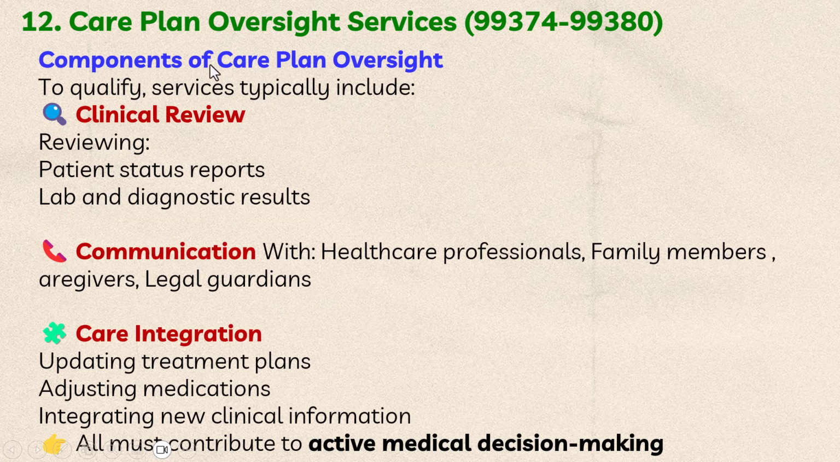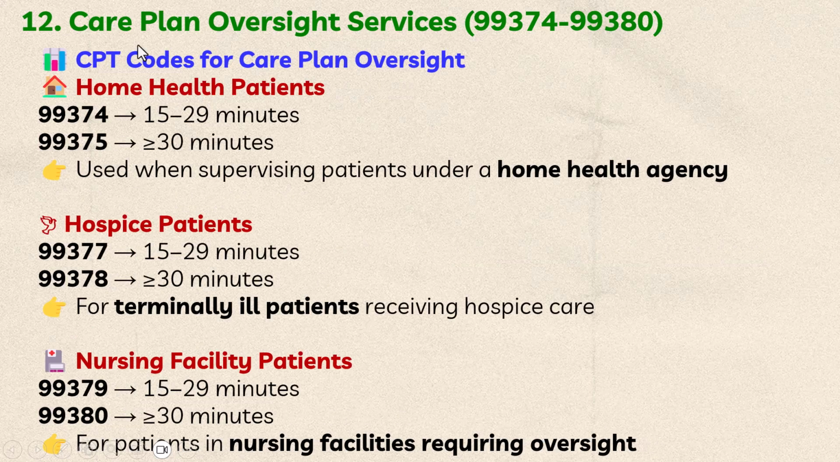The components of care plan oversight are, to qualify, services typically include clinical review, that is reviewing patient status reports, lab and diagnostic results, and communication with health professionals, family members, caregivers, and legal guardians. And also care integration, that is updating treatment plans, adjusting medications, integrating new clinical information, all must contribute to active medical decision making.